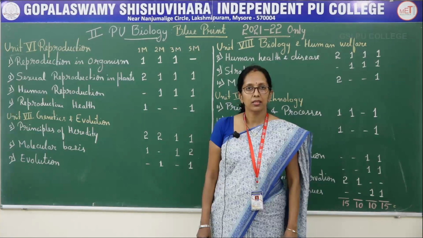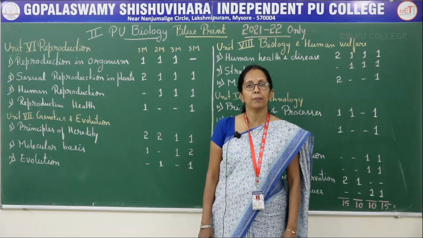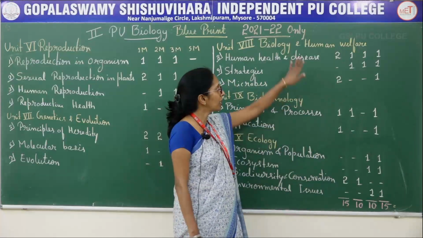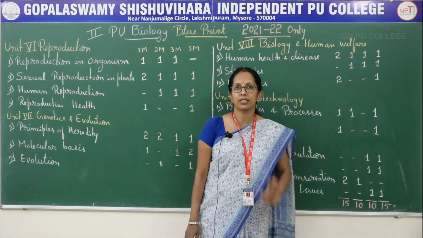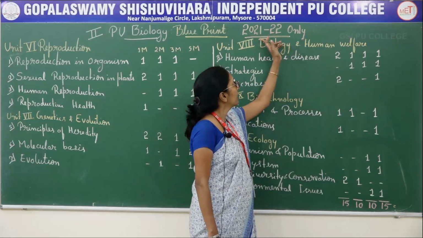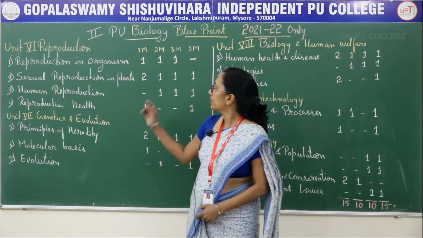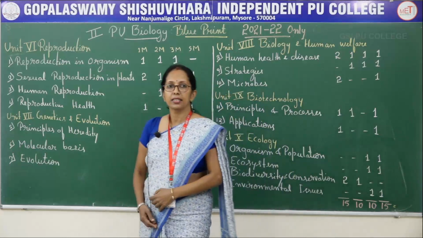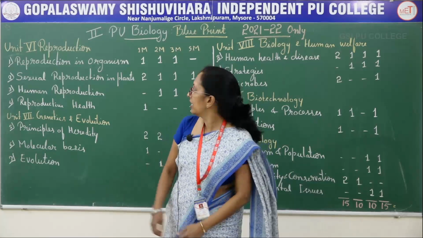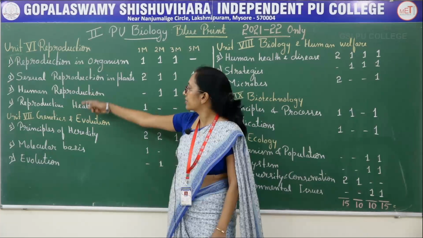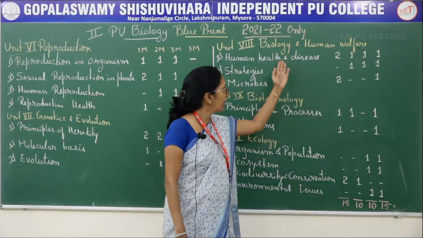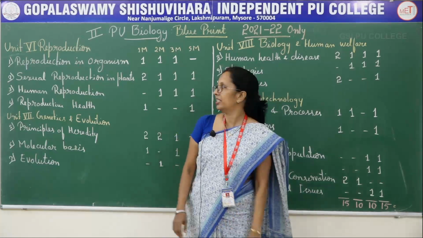In this session, I am going to discuss the biology question paper pattern. This is applicable only for this year, that is 21-22 only. Now, we have already studied there are 5 units: unit number 6, 7, 8, 9 and 10.